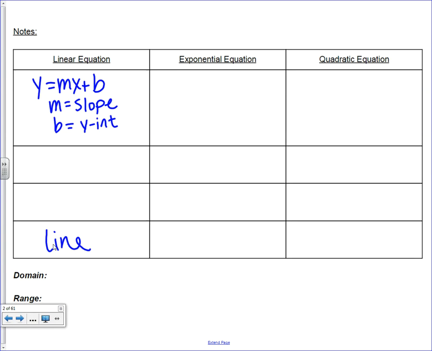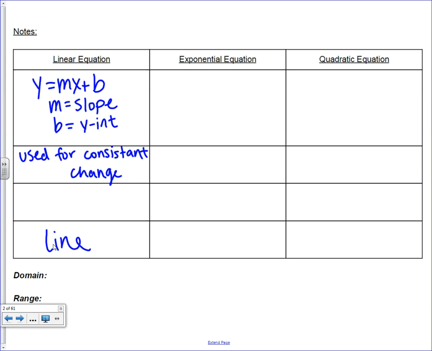Now, does the slope ever change halfway through a line? No, it doesn't. Because linear equations are used for consistent change. Meaning if it goes up by 4, it always goes up by 4. If it goes down by 7, it always goes down by 7. It doesn't ever change. It's consistent. Everybody all right with that? Does that make sense to you? Now, we're not going to fill in that third box for right now. I'll come back to that later, okay?